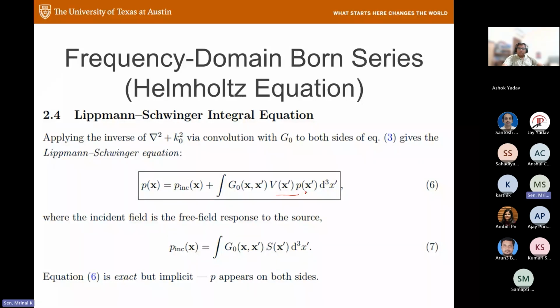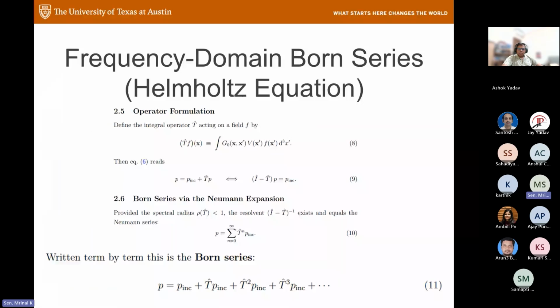And this is where we use theory from quantum mechanics. So this is the Lippmann-Schwinger equation from quantum mechanics. So what we do is first we write this in this operator notation. So this T hat is nothing but this integral here. It's the convolution integral. Okay? So your P is the incident P plus T hat P, right?